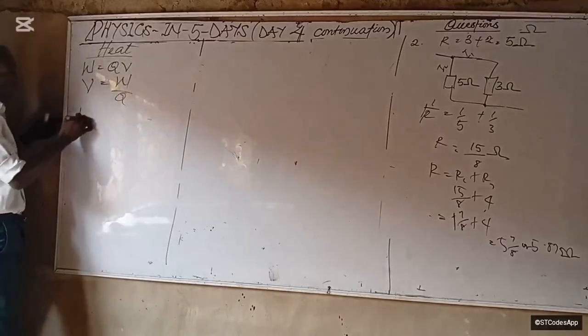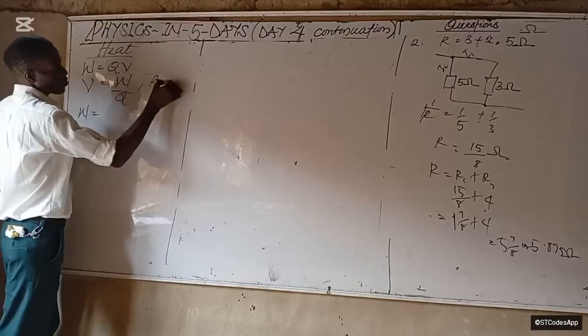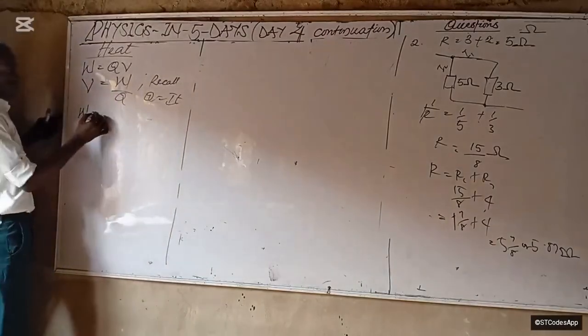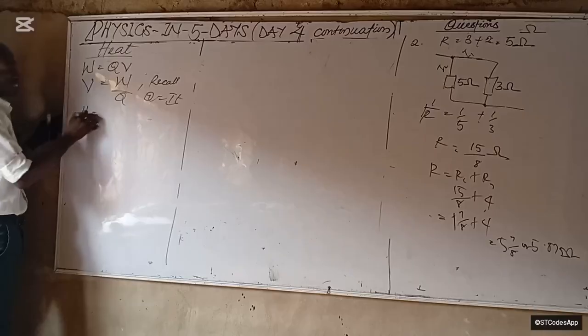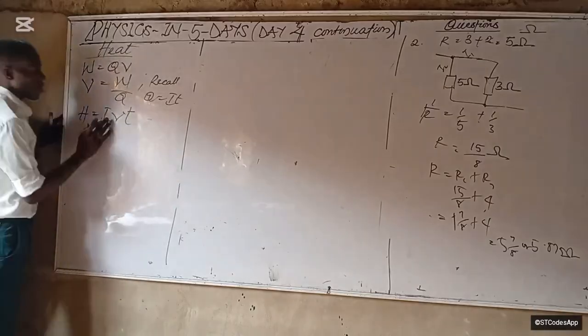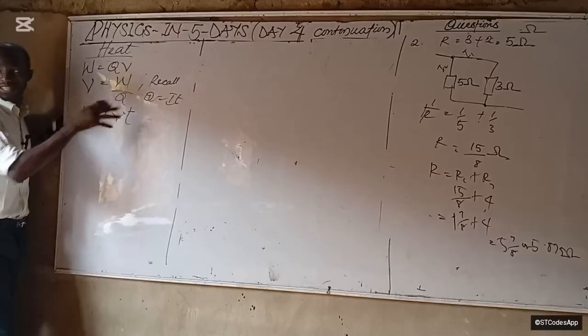Okay. So we now know that work done is equal to QV. Recall that Q is equal to what? It. Do you remember? So therefore our work done, or heat energy, becomes current times voltage times time. Does that make sense now? Or current times time times voltage, either way. But this is the convention.